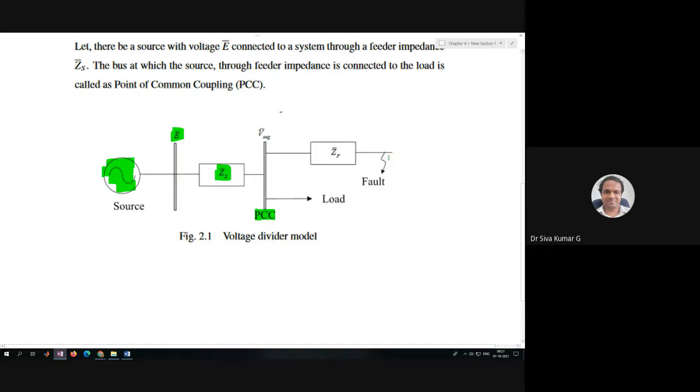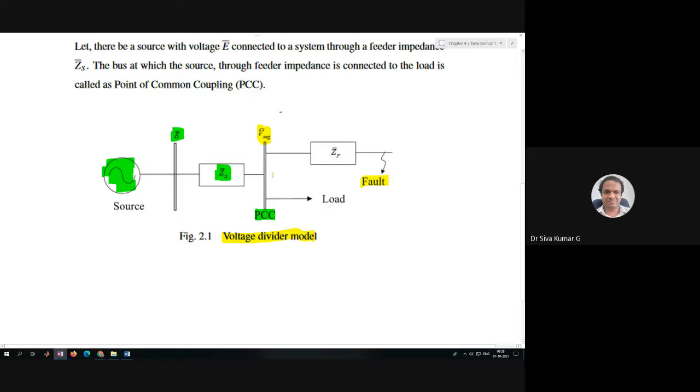When a fault occurs on the system, what will happen to this particular PCC voltage? We are just going to look into that. This is a single line diagram. In order to find out the voltage at PCC when there is a fault in the system, in deriving that equation, we are going to use the voltage divider rule. It is a simple voltage divider rule.